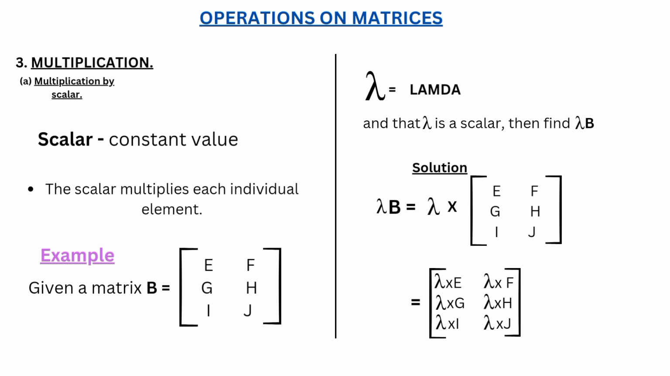So for example, we're given a matrix B which has elements E, F, G, H, I, J. And we're going to represent our scalar with lambda, right? So the solution is, lambda times B, which is our matrix, is lambda times now our matrix B, which is E, F, G, H, I, J. We're going to take lambda times E, lambda times G, lambda times I, lambda times F, lambda times H, lambda times J. So we multiply the scalar with each element in the matrix.